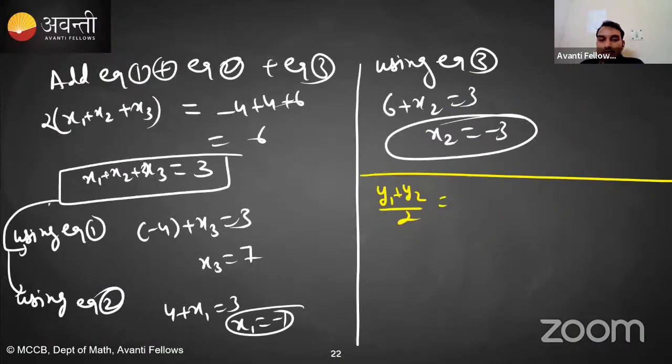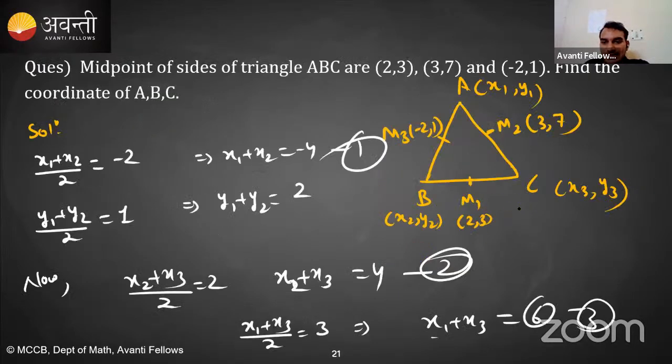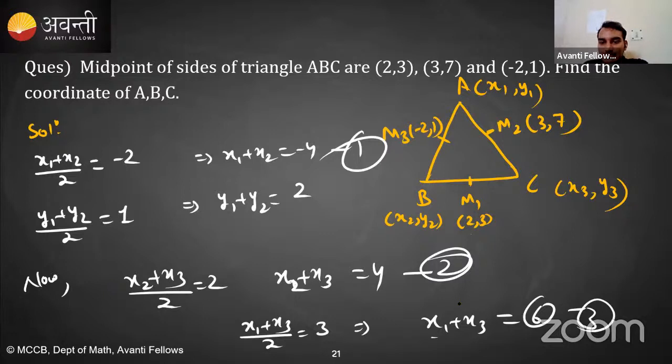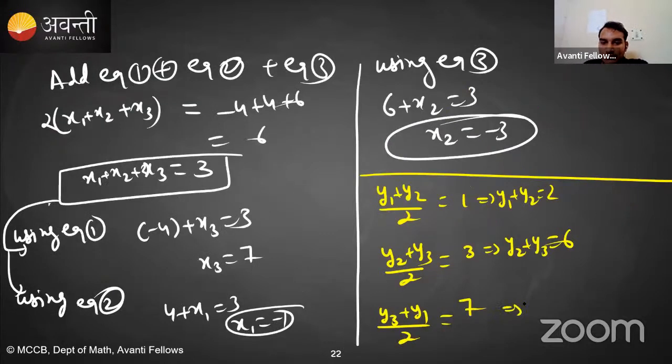Yeah, okay. So y1 plus y2 by 2 was 1, so y1 plus y2 is 2. Similarly y2 plus y3 by 2, the midpoint of B and C, y coordinate is 3. So y2 plus y3 is 6. Similarly, y3 plus y1 by 2, midpoint of AC, is 7. So y1 plus y3 is 14.